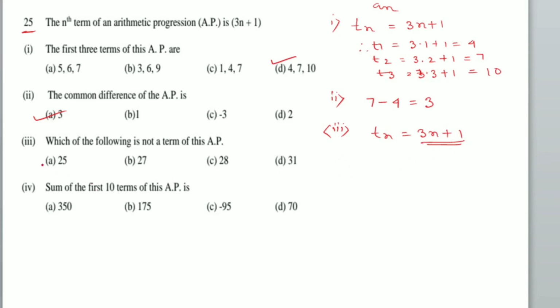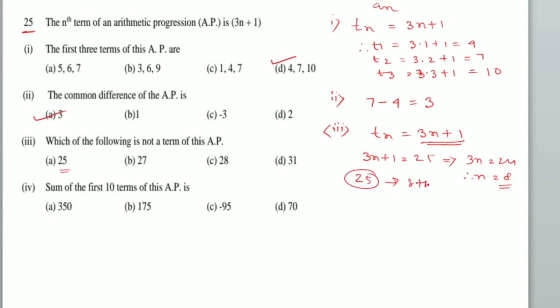Therefore at first we take 25, so we take 3n plus 1 is equal to 25, which implies 3n is equal to 24, therefore n is equal to 8. Therefore 25 is the 8th term of the arithmetic progression. So it is a term of the arithmetic progression.